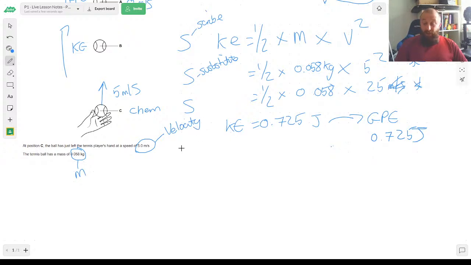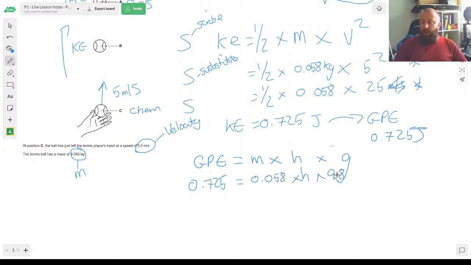So what we could do now is we can turn around and say gravitational potential equals the mass times height times gravity. Now, if I know that the GPE is 0.725, if I know that the mass is 0.058, I don't know anything about the height, but I know that gravity on Earth is 9.8, what I could do is work out the maximum potential height this ball will reach. So let's go ahead and do that. What I would do is I would multiply the 0.058 times the 9.8. So let me just go ahead and do that now on my calculator.